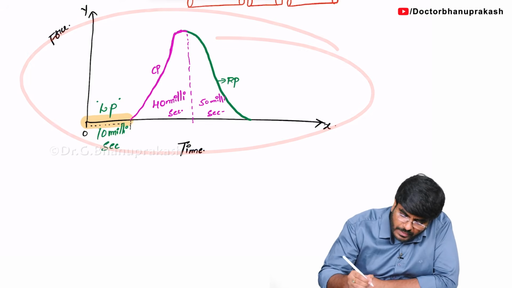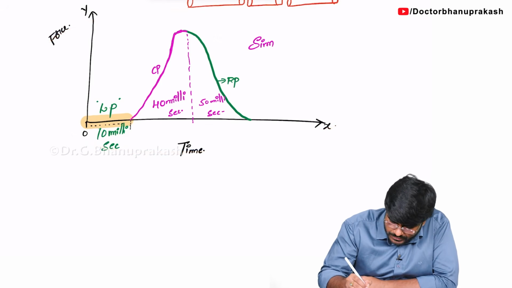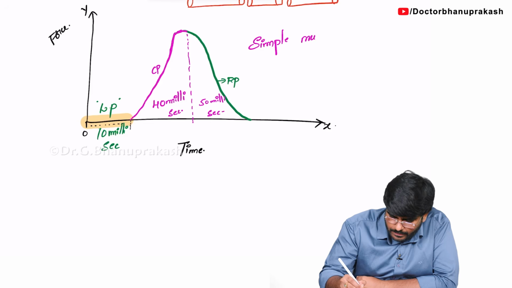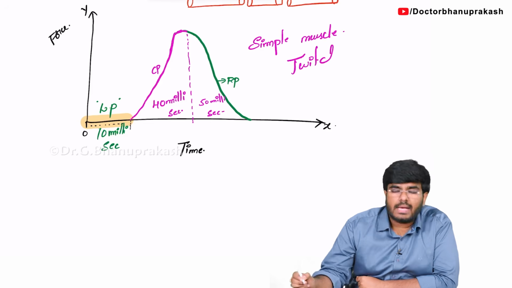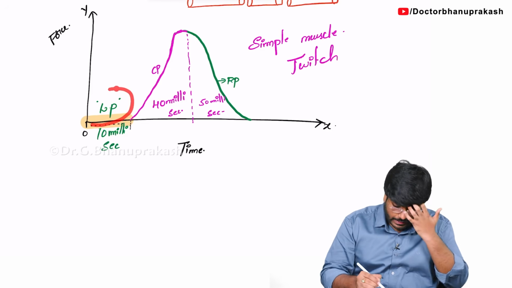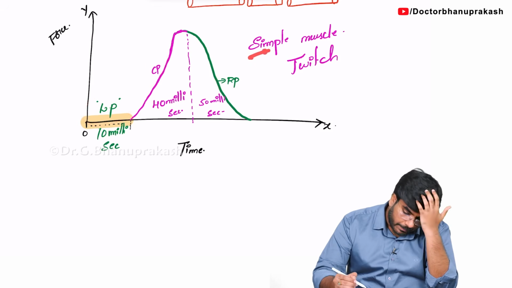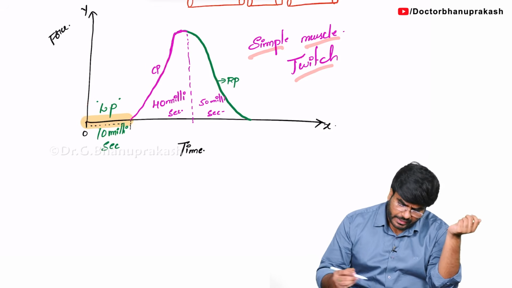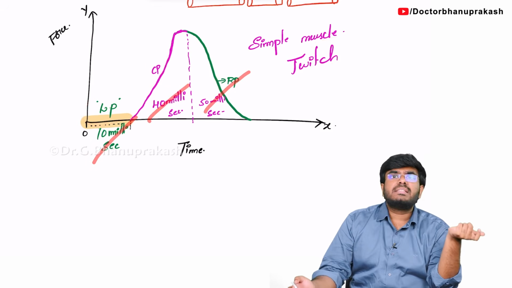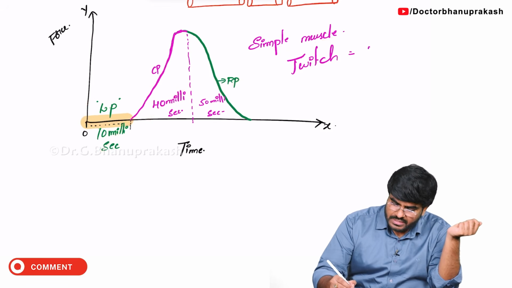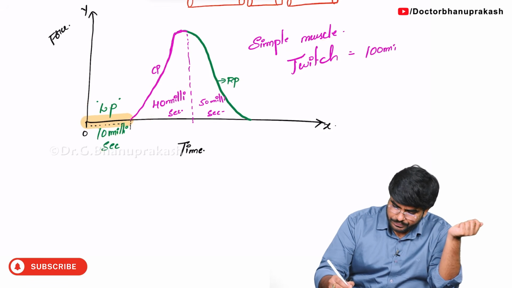So in total, what is this graph called? This is called a simple muscle twitch, which includes the latency period, the contraction period, as well as the relaxation period. So you tell me, what is the time period for the simple muscle twitch? The time period 10, 40, 50, how much? It is 100 milliseconds. So a simple muscle twitch is equal to 100 milliseconds.